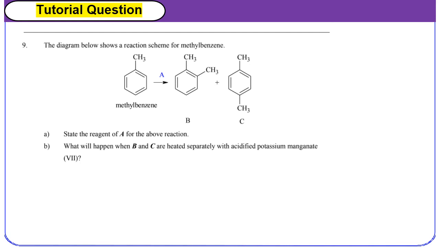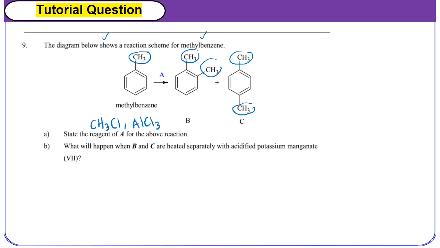Tutorial question number 9. The diagram below show a reaction scheme for the methyl benzene. So when we look at the product and also the reactant, here only have one methyl group, but the product have two methyl group. So means that the reagent A also supposedly will consist of CH3. So means that we are going to use CH3Cl and then with the presence of AlCl3.